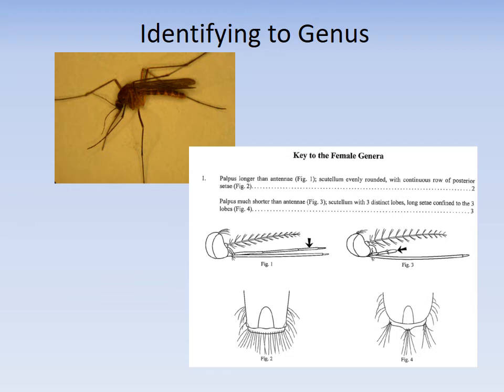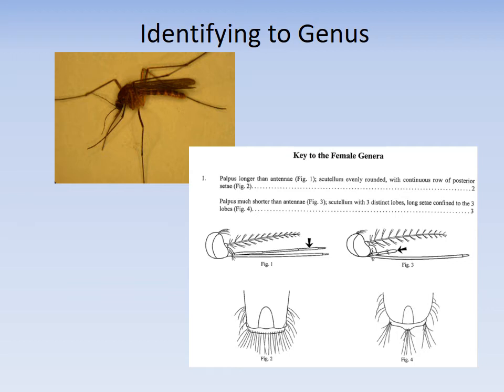So with this here, the very first one is that the palpus, which is also the palpi, is longer than the antennae. That's figure 1, and figure 1 here shows that happening. The palpus, which is singular for palpi, is up here at the top, and then your proboscis is at the bottom.